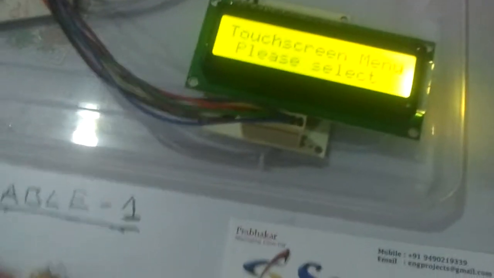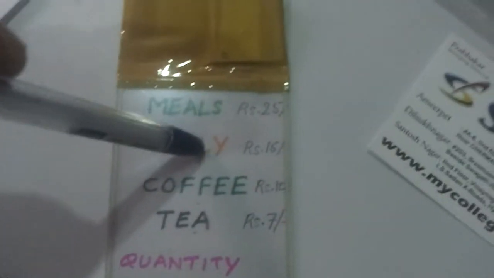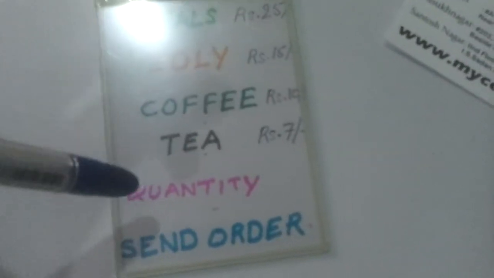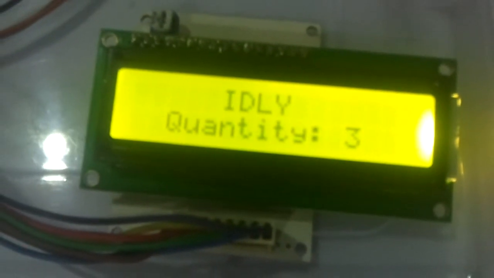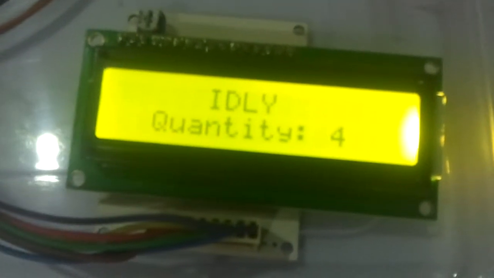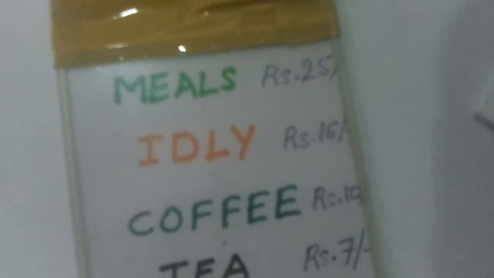For example, if I order idli, then if I press on idli, idli will be displayed here. And if I want multiple quantities, then I press on the quantity and the quantity will be increased. Suppose I am ordering 4 plates of idli. Each idli costs 15 rupees. So let me send this order.